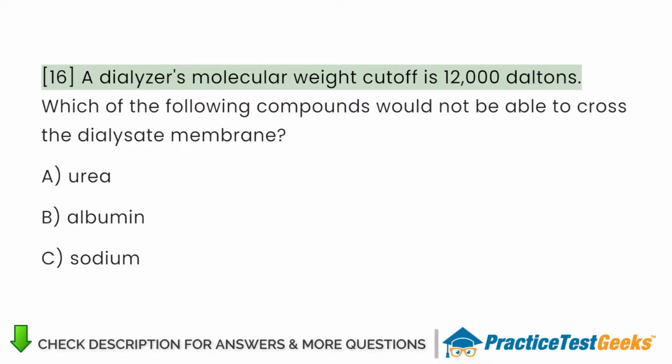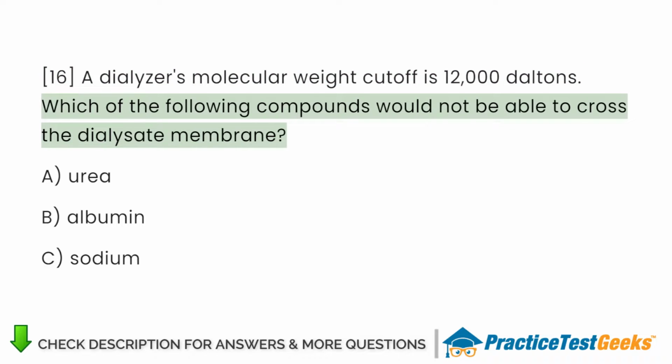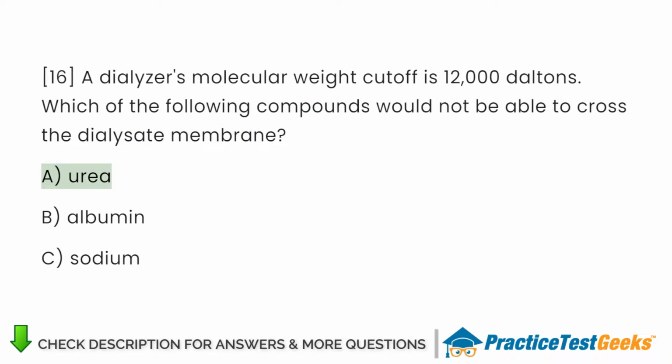A dialyzer's molecular weight cutoff is 12,000 Daltons. Which of the following compounds would not be able to cross the dialysate membrane? A. Urea. B. Albumin. C. Sodium.